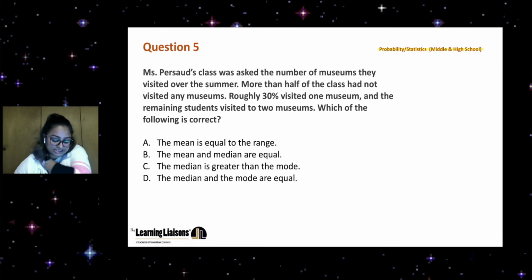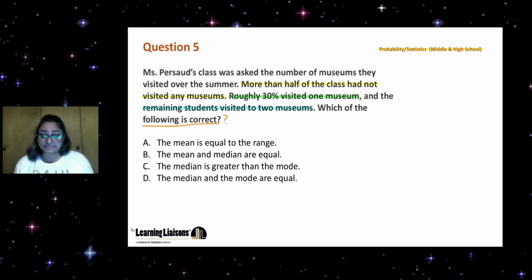So Miss Persaud's class was asked the number of museums they visited over the summer. Okay, that's great information, but that doesn't really give us anything to go off of. So we keep reading and we read that more than half of the class had not visited any museums. They tell us roughly 30% had visited 1 museum and the remaining students had visited 2 museums. So now they ask us the lovely question, which of the following is correct?